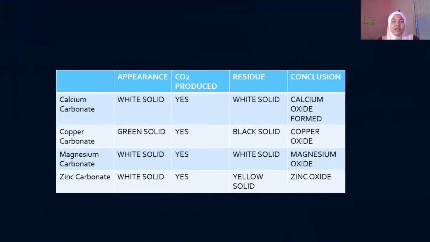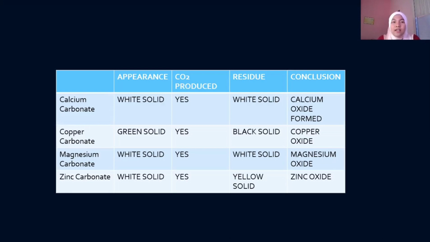This is the result of the experiment. The appearance of calcium carbonate is a white solid, carbon dioxide is produced, and the residue is a white solid, so we can conclude that calcium oxide formed. The next one is copper carbonate. The appearance is a green solid, carbon dioxide is produced, the residue is a black solid, and we can conclude that copper oxide formed. Next, magnesium carbonate. The appearance is a white solid, and carbon dioxide will be produced too. The residue is a white solid, and we can conclude that magnesium oxide formed.